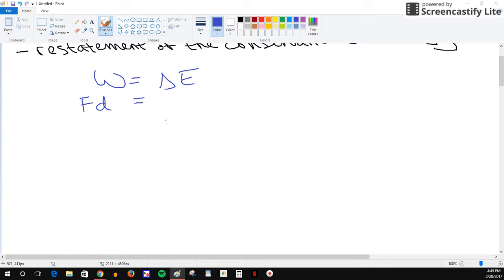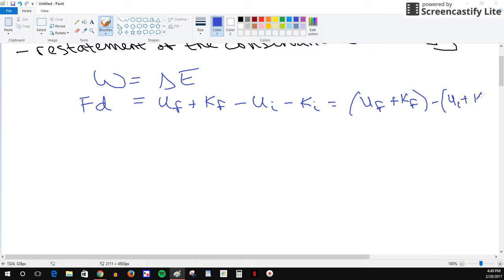So we could write this as delta E is equal to the final potential energy plus the final kinetic energy minus the initial potential energy minus the initial kinetic energy. So this is really just saying that UF plus KF minus (UI plus KI) is equal to change in energy. It's a lot easier when you write it out in that format.